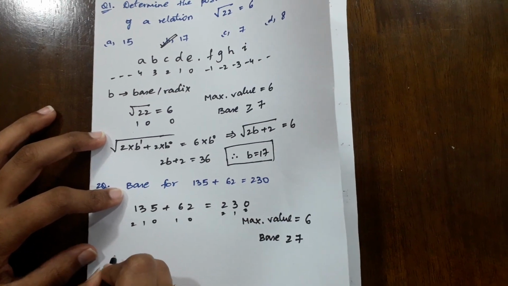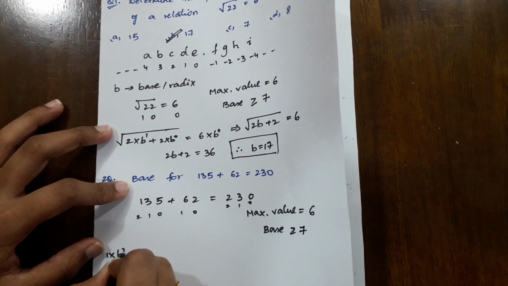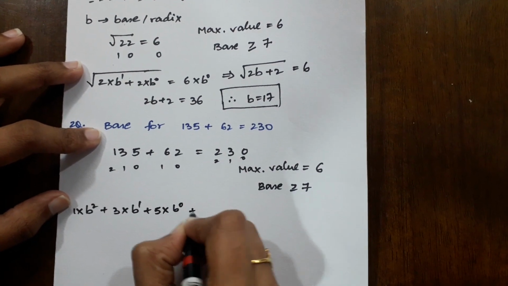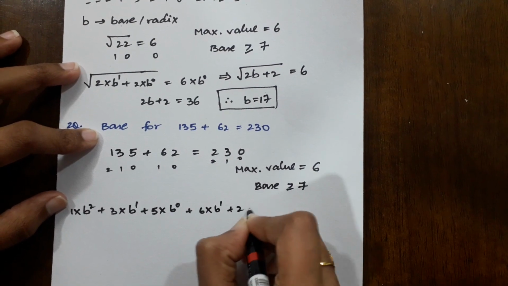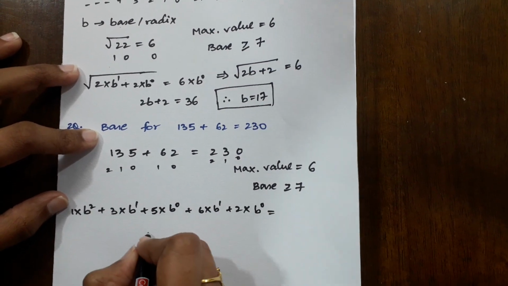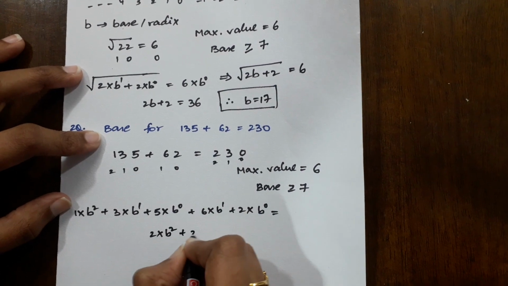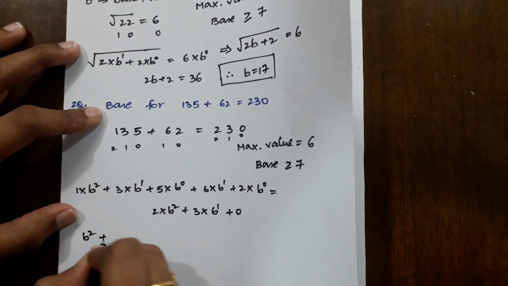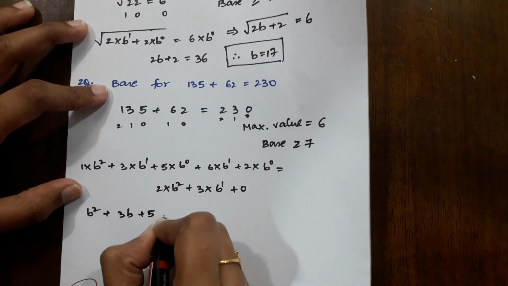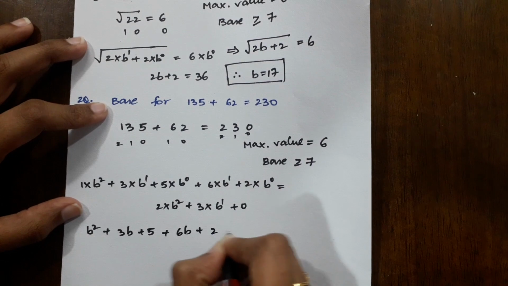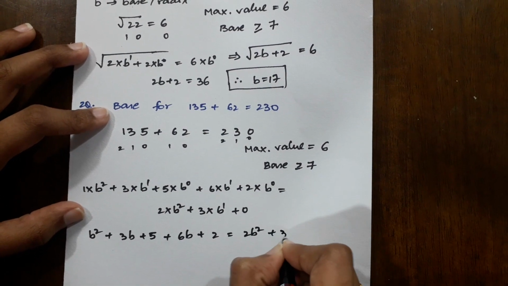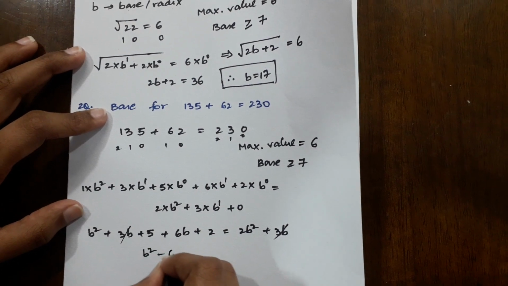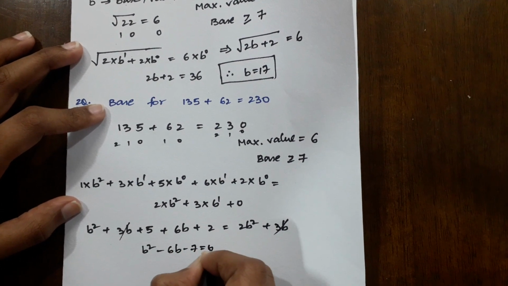Try solving this equation now. 1 into b square plus 3 into b power 1 plus 5 into b power 0, plus 6 into b power 1 plus 2 into b power 0, equals 2 into b square plus 3 into b power 1 plus 0. So it becomes b square plus 3b plus 5 plus 6b plus 2 equals 2b square plus 3b. The 3b and 3b get cancelled here, and we get b square minus 6b minus 7 equals 0.